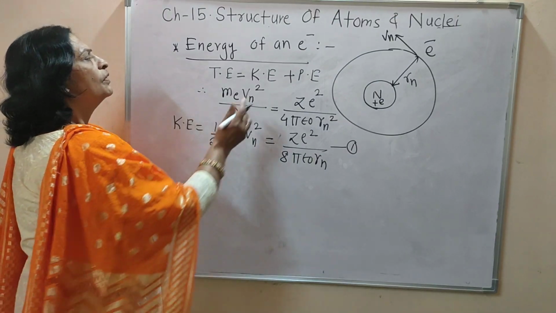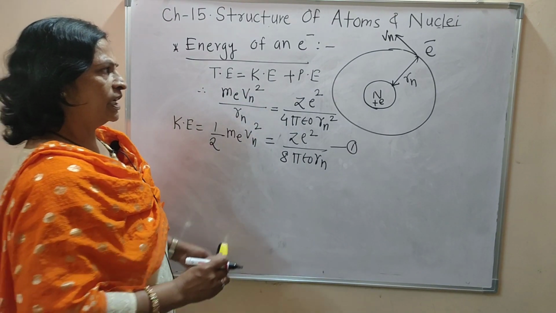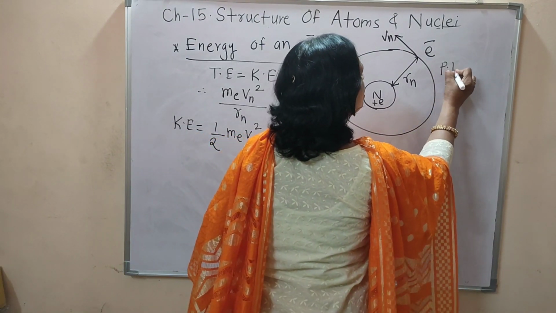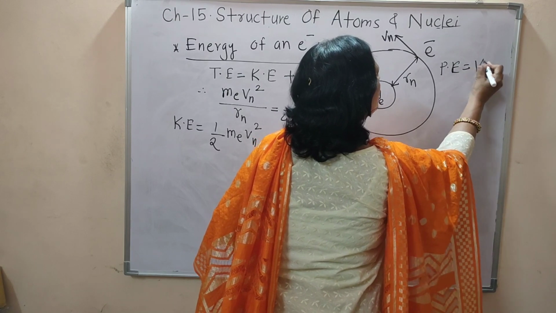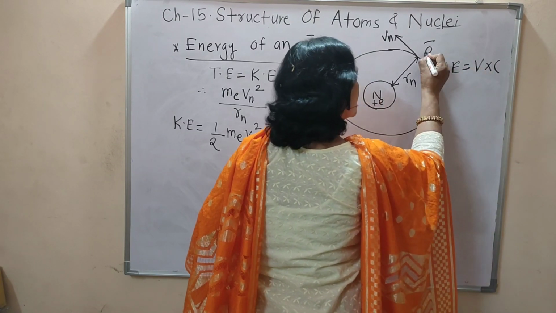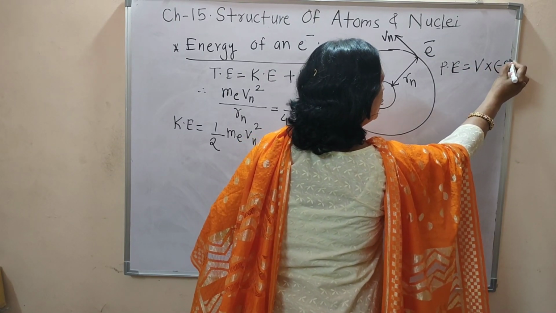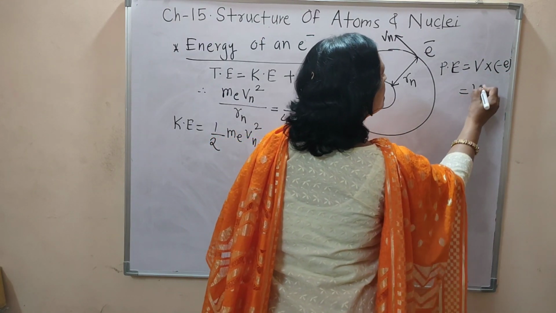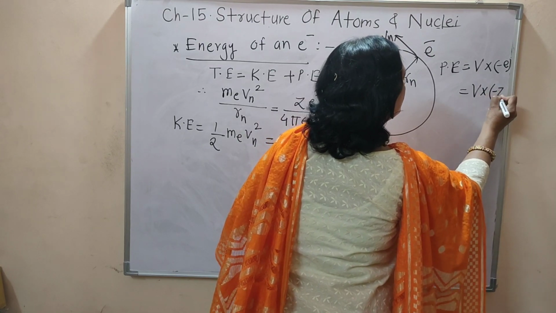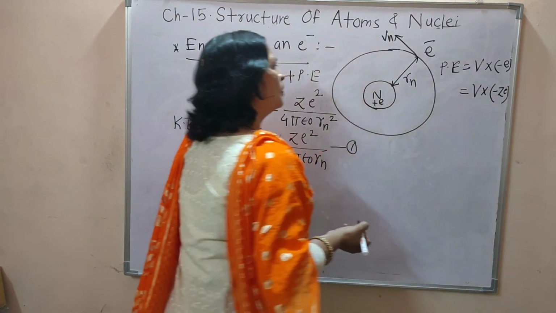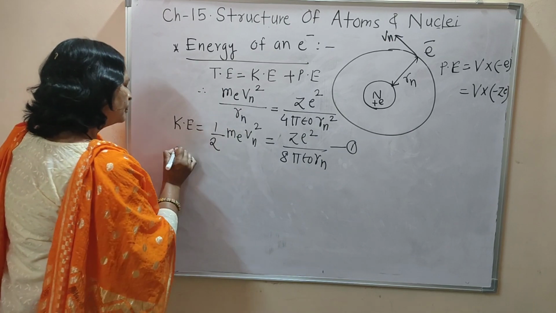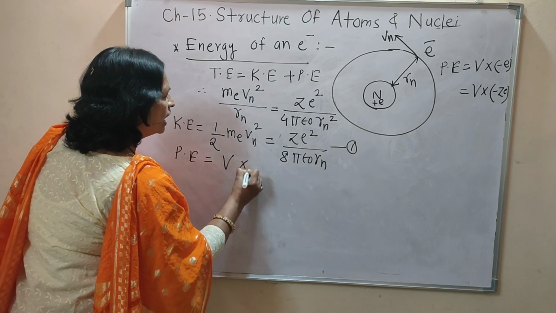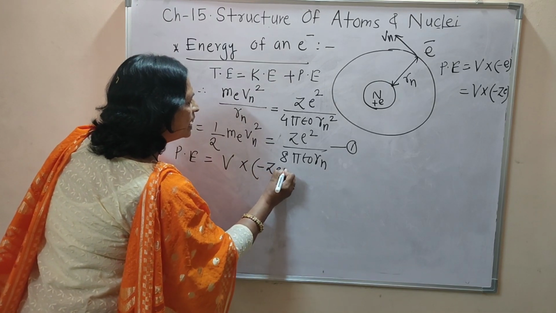Okay. Now we will calculate the potential energy. First we have the formula for potential energy: electrostatic potential into charge. The charge is minus e, and the number of electrons is Z, so that becomes minus Ze. This is the formula to calculate potential energy. Now potential energy is equal to the potential into minus Ze.